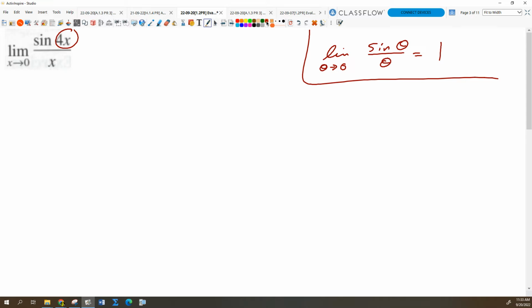But I can always multiply by 1, right? In the form of 4 over 4. So I could write this as the limit of 4 sine 4x over 4x. There's my 4 over 4. And as x approaches 0, wouldn't you agree that 4x also approaches 0?